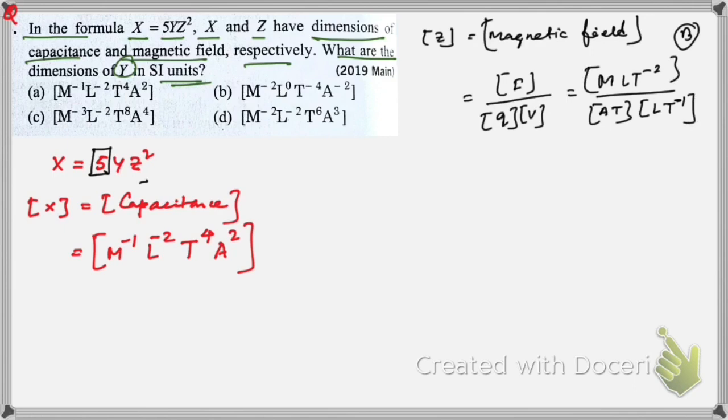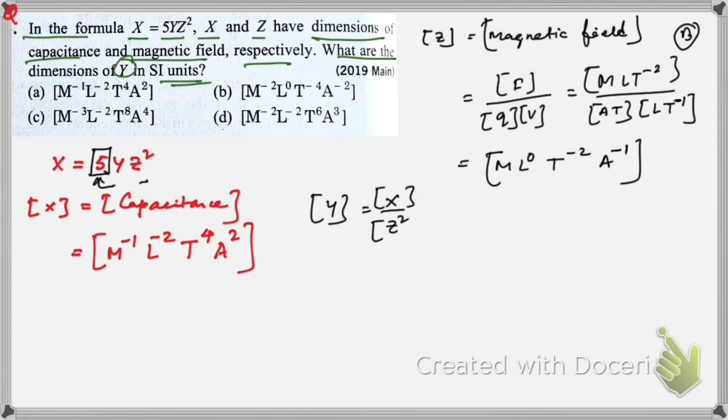So if you simplify all these things, then you should get z is equal to M L to the power 0 T to the power minus 2. This is T to the power 1 and T to the power minus 1 gone, right? Then A to the power minus 1, that is the dimensional formula of z. Now from this relation you can see this 5 is a dimensionless constant, so the dimension of y we can write as dimension of x by dimension of z square.